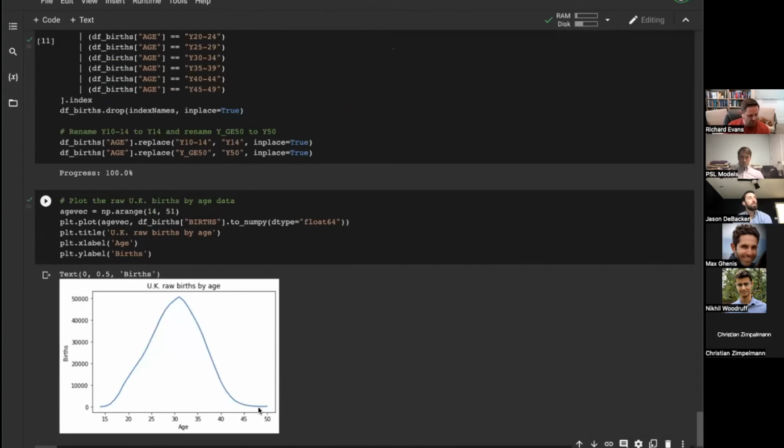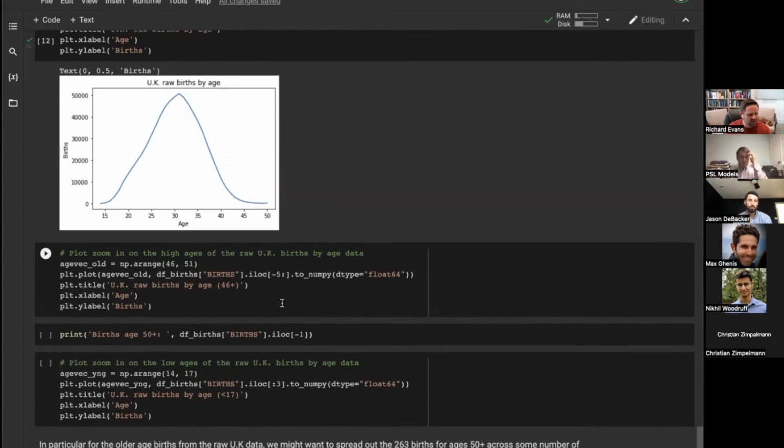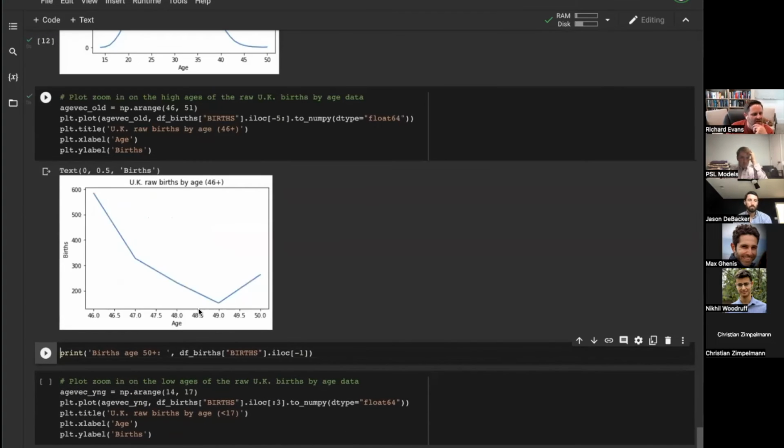That looks pretty good. What you can't see is at the end, there are these categories, year 10 through 14. So at the low end, it just aggregates births for anyone ages 10 to 14. And at the high end, it aggregates births for anyone 50 or greater. So if I zoom in on those, let's look at the 50 or greater. You can see it goes 47, 48, you've got births on the y-axis, 49, and then 50 or greater, that's 263. So it goes up.